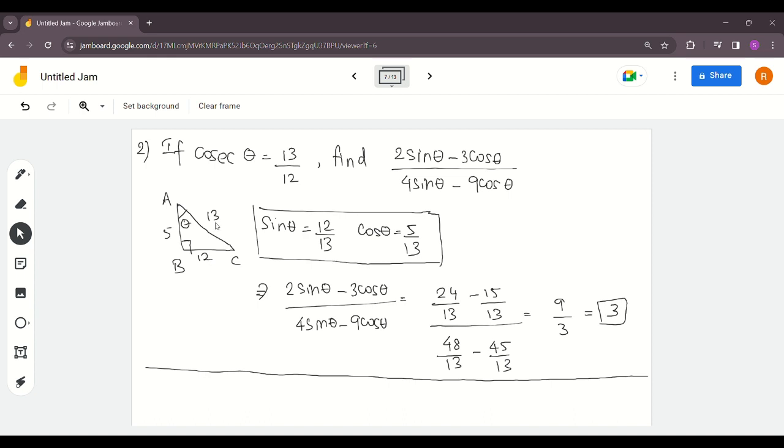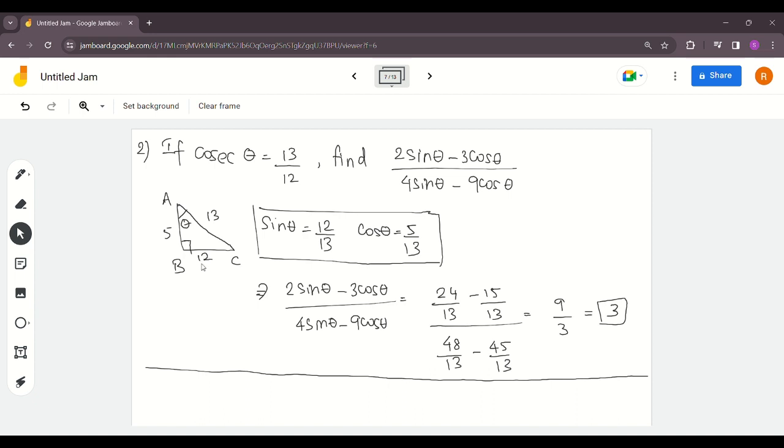Now by using Pythagoras theorem, you can find this value very easily. That is AC square equal to AB square plus BC square. If you apply this, AB is nothing but the square root of AC square minus BC square. So 13 square is 169, 12 square is 144.